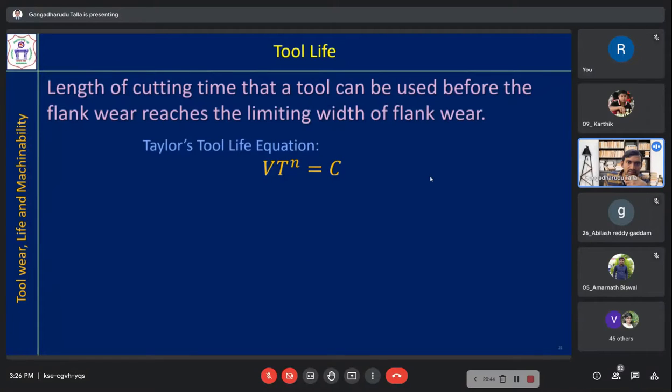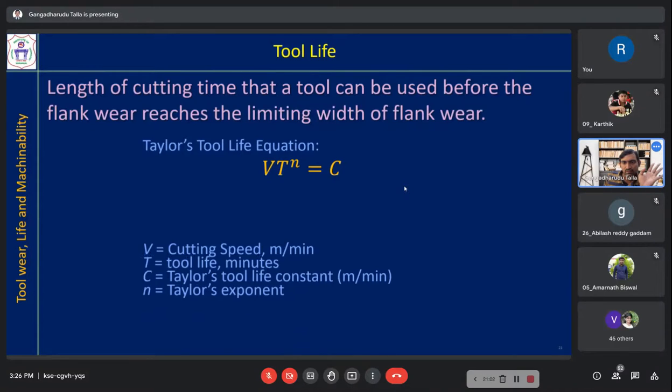Tool life is dependent on which parameter? Velocity. Cutting velocity. So there is no other parameter, only cutting velocity, as per Taylor's equation. So tool life mainly depends on cutting velocity. That is the point you can understand.